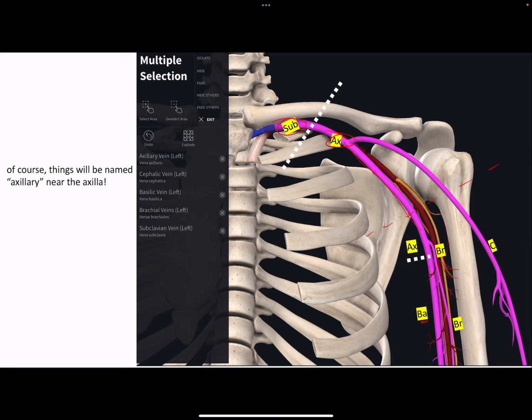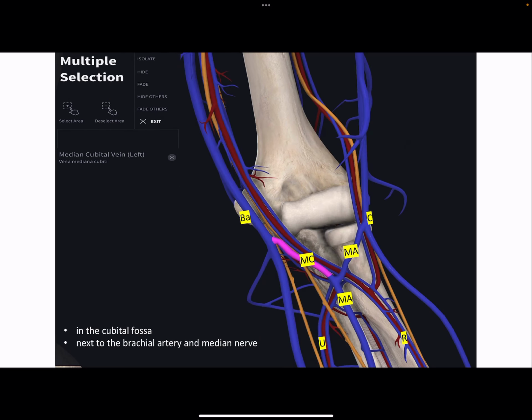So we have the brachial vein and the basilic vein are going to kind of merge, and it's then the axillary vein as it moves up. The cephalic vein is going to merge with that. Still axillary, but over here it's now going to be called subclavian. The median cubital vein here between the basilic and the median antebrachial.